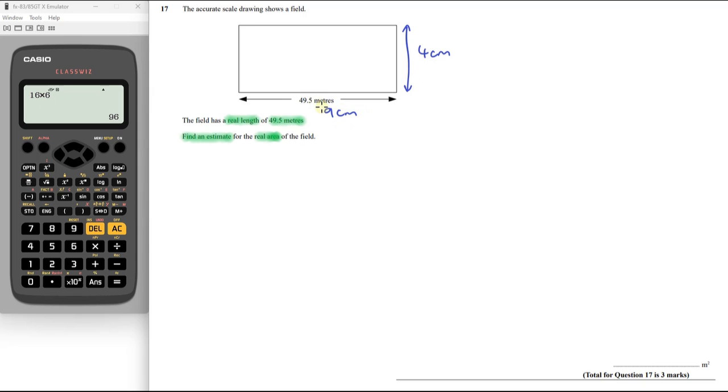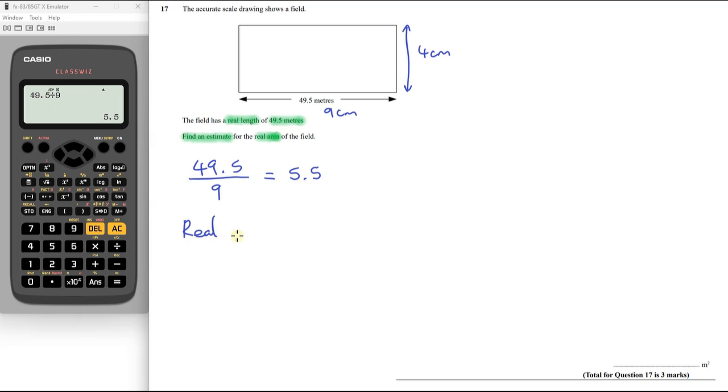Now we can use this to calculate the scale factor. Because we know the real length and the scale length, we can work out the scale factor. We take the real length, 49.5, ignoring units for now, and divide that by 9. 49.5 divided by 9 gives us 11 over 2, which is 5.5. So now we know the scale factor.